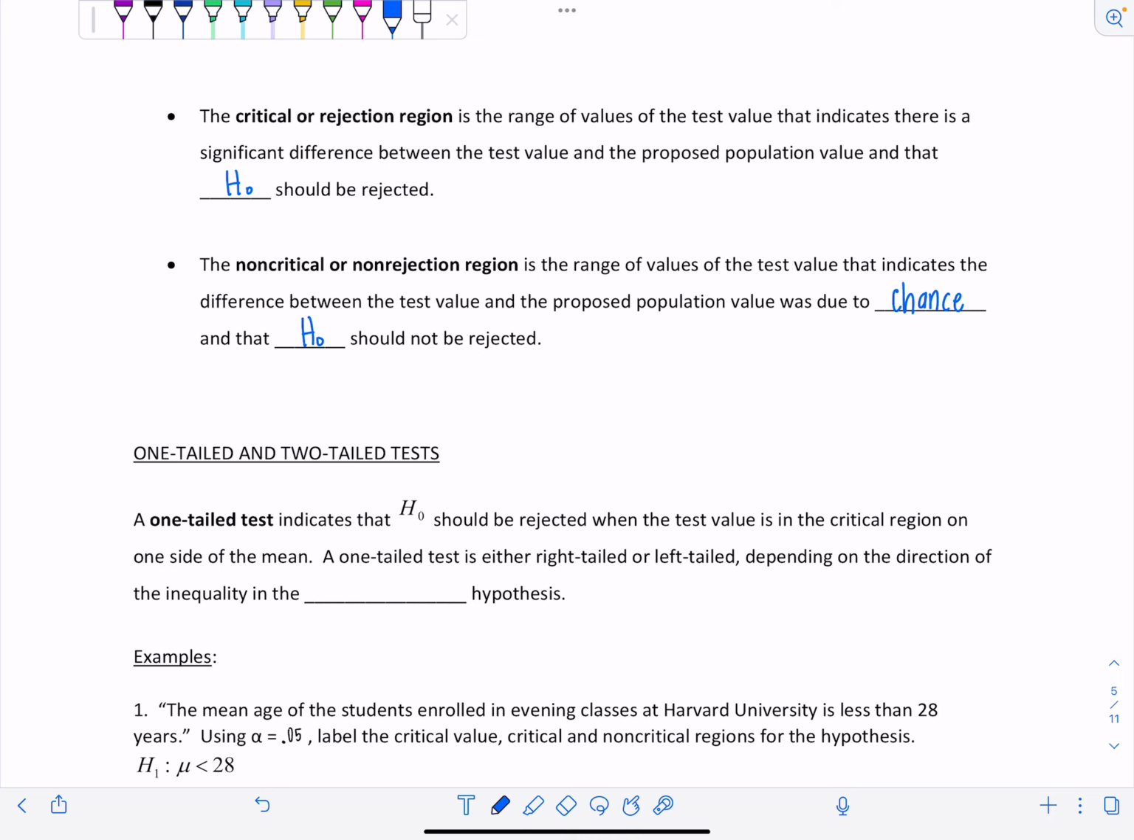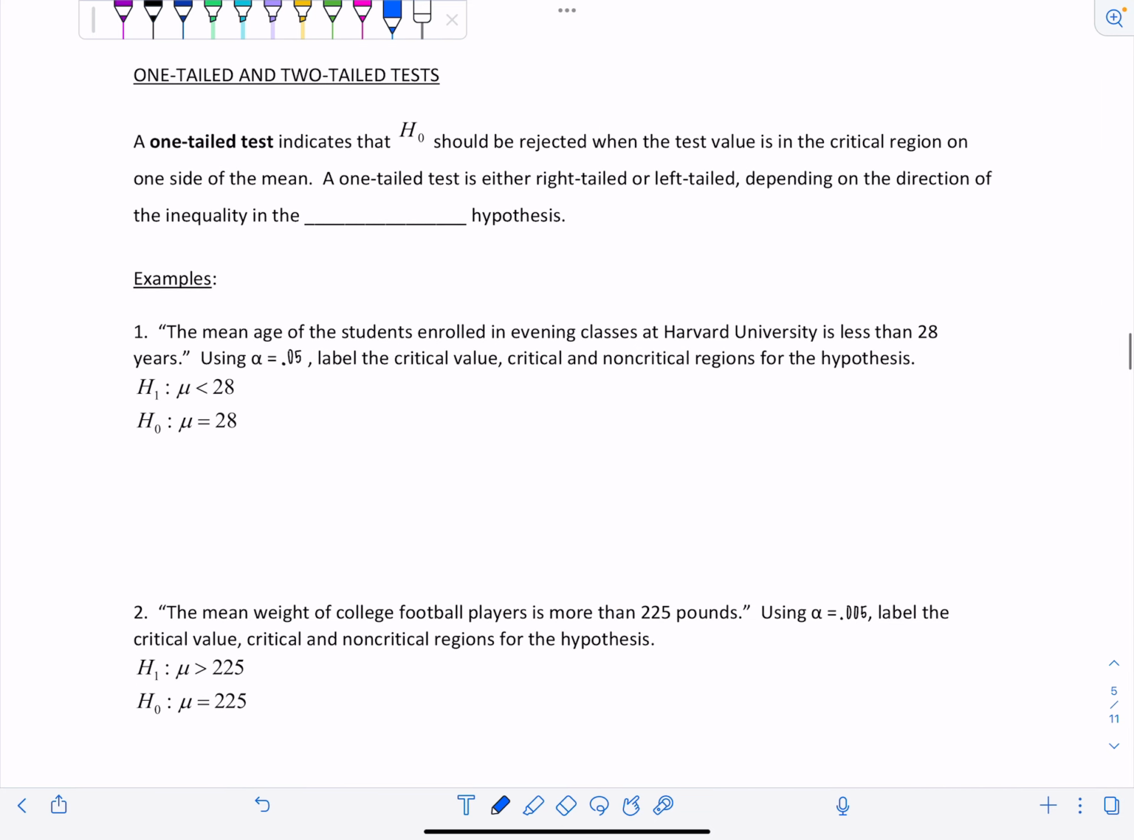Now, we're going to talk about one-tailed and two-tailed tests. And you've already seen examples when we were setting up the null and alternative hypotheses and some of the other examples. A one-tailed test indicates that H0, the null, should be rejected when the test value is in the critical region on one side of the mean. So a one-tailed test occurs when the alternative involves less than or greater than. We're only interested in one side of the mean. A one-tailed test is either right-tailed or left-tailed, depending on the direction of the inequality in the alternative hypothesis.